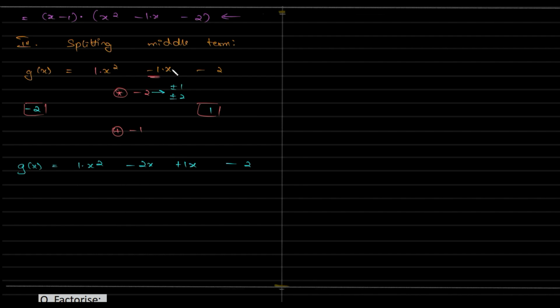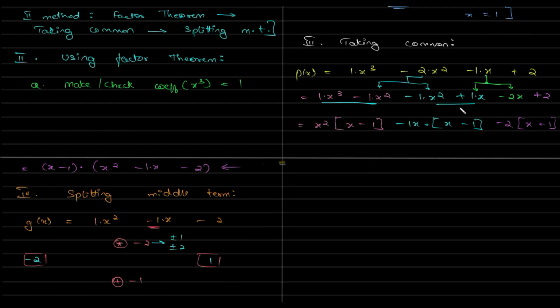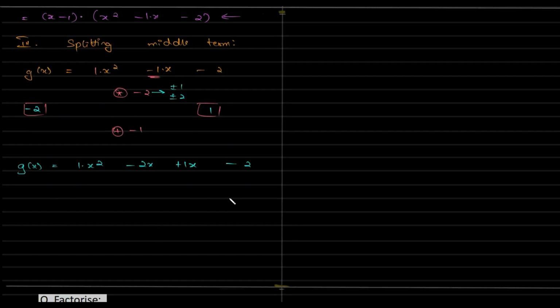See, it's the same thing. We wrote minus 1x as minus 2x plus 1x. The same thing is done over here. We wrote minus 2x squared as minus 1x squared, and minus 1x as plus 1x minus 2x. Again, why do we need this? That is where you guys have to figure out. Okay.